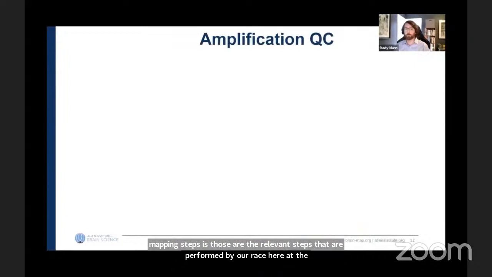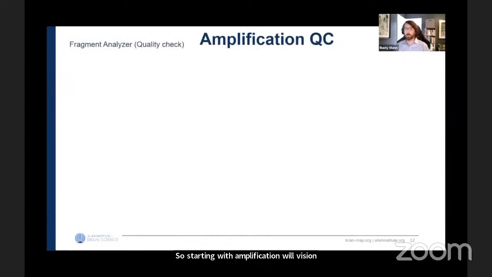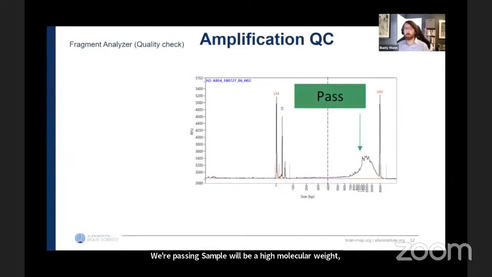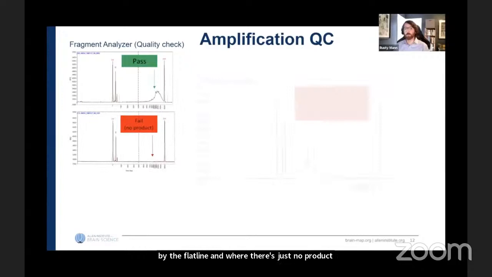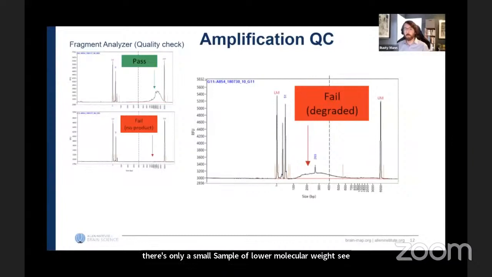So starting with amplification, we'll visualize the cDNA via electropherogram traces from the fragment analyzer as a quality check. Each amplification sample is given a pass or fail score, where a passing sample will be a high molecular weight, averaging around 2,500 base pairs cDNA, with the majority of that product greater than 400 base pairs, as indicated by the dashed line here. Failures can be either due to no product, indicated by the flat line, where there's just no product detected, or they can be due to degraded product, where there's only a small sample of lower molecular weight cDNA that is found, and most of that is below 400 base pairs.